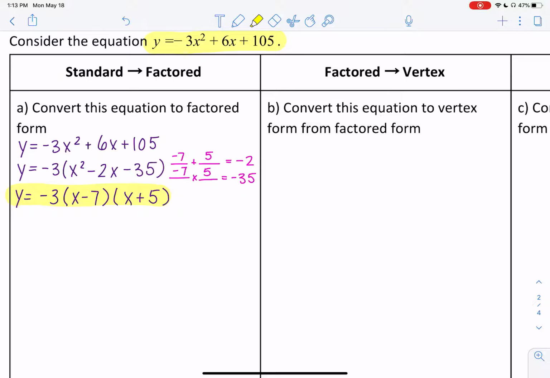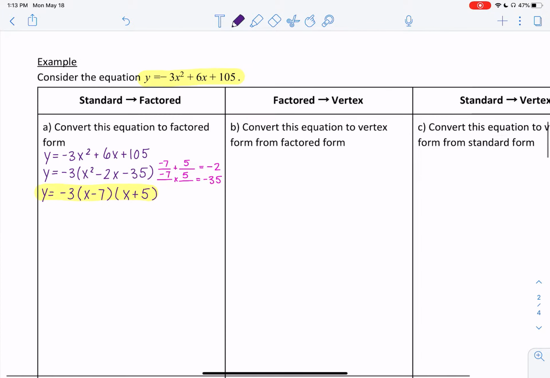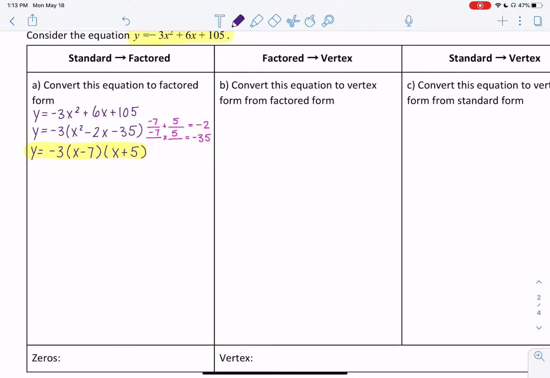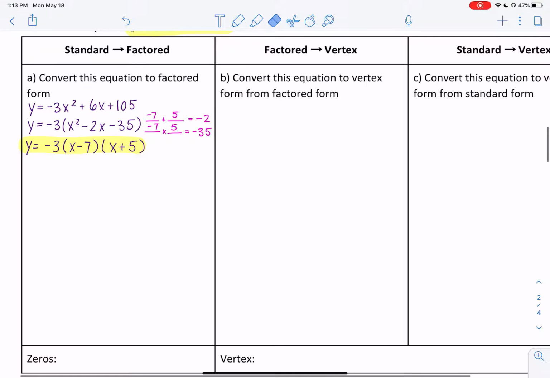Now, when we get factored form, the useful part about factored form is I can find my zeros. So below here, it is asking for my zeros, and they will be beneficial in trying to find my vertex. So let's go through and find our zeros. And to find my zeros, I just set the equation equal to 0, like this. And now I'm going to be solving for x.